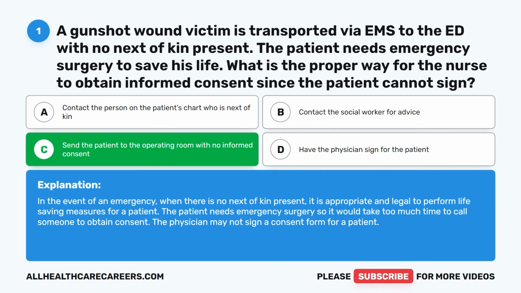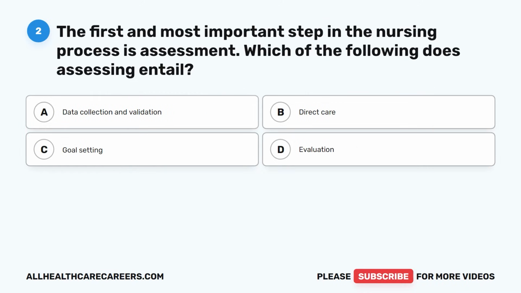In the event of an emergency, when there is no next of kin present, it is appropriate and legal to perform life-saving measures for a patient. The patient needs emergency surgery, so it would take too much time to call someone to obtain consent. The physician may not sign a consent form for a patient.